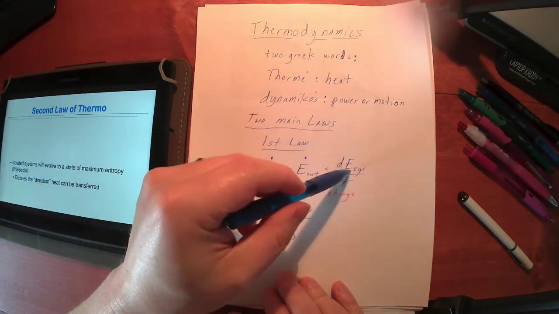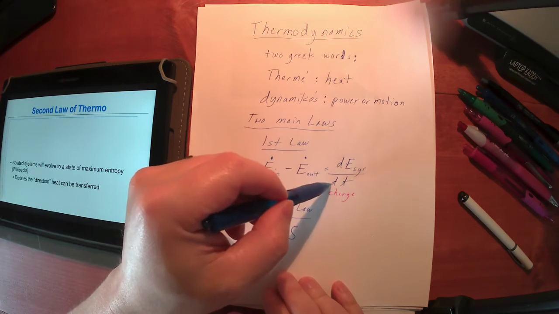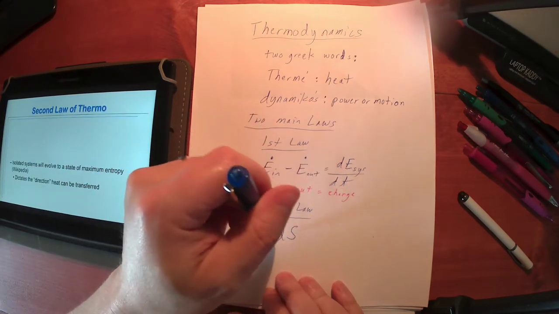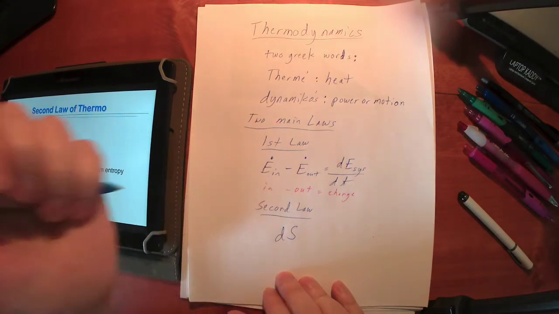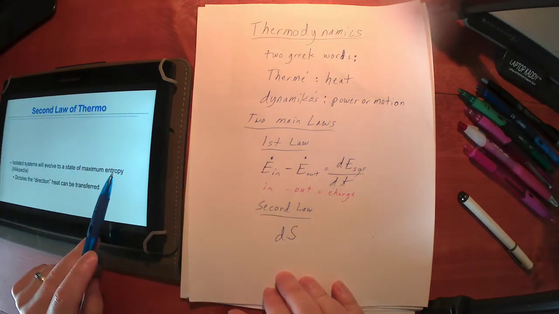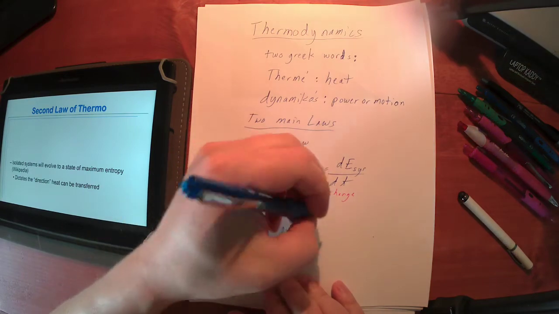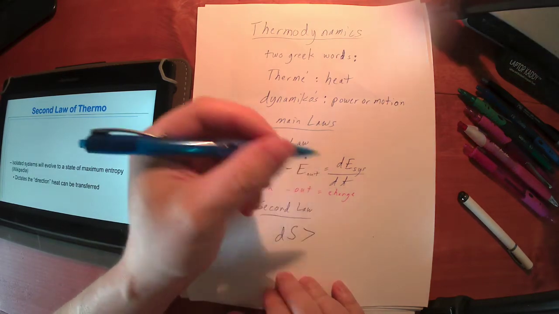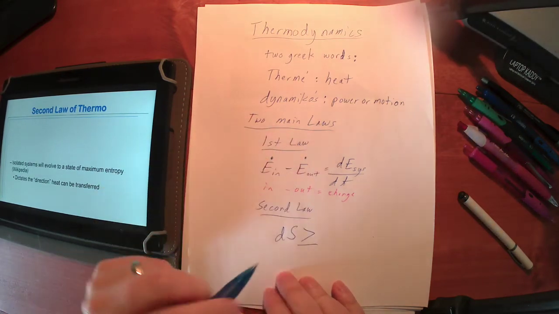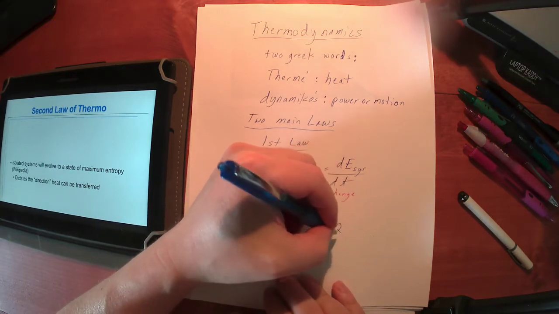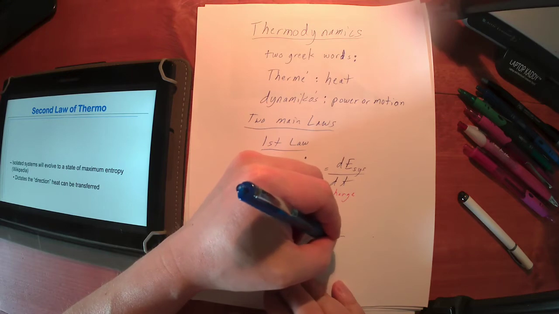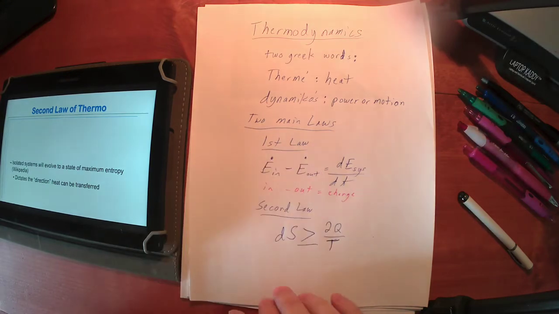This represents a change in energy within our system. This represents a change in time. That's dE/dt. This is dS. This represents the change in a quantity we call entropy. Right? And the second law says that essentially entropy is always increasing. The change in entropy is always going to be greater than or equal to the amount of heat transfer per unit temperature that causes the entropy change.